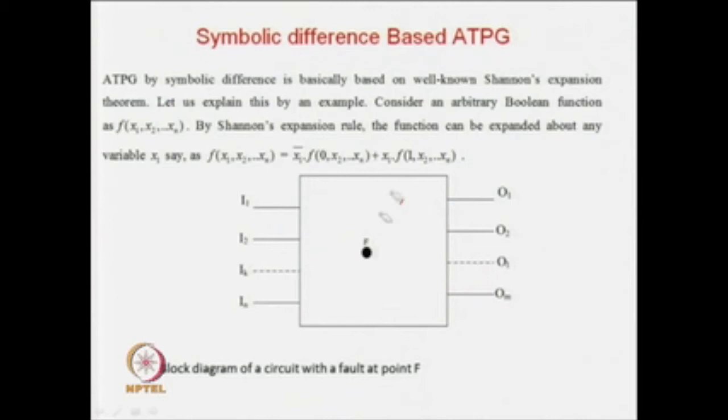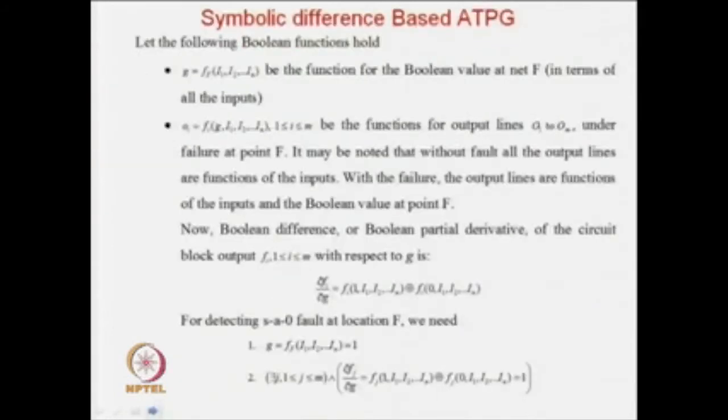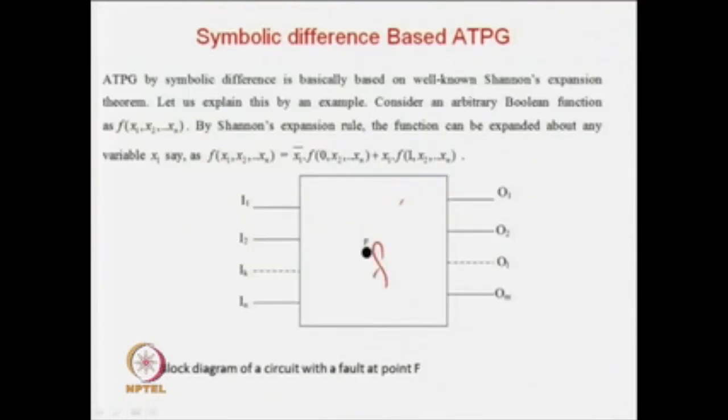Now we will see the other one, symbolic difference, which is based on Boolean Shannon's expansion. The same diagram can explain both of them. In the symbolic difference based approach, you first find out the value of this net, because this is nothing but the net where the fault has occurred.